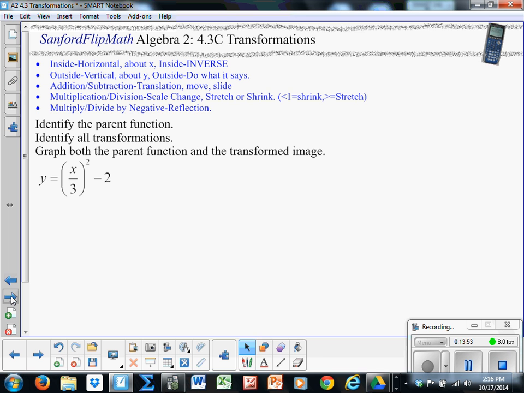All right, let's do this one. Again, anything about multiplication or division has to come first. So what that means is I have to deal with this divided by 3. Where is that? It's inside the function. It's divided by 3. So that means since it's multiplication or division, it's either a stretch or a shrink.